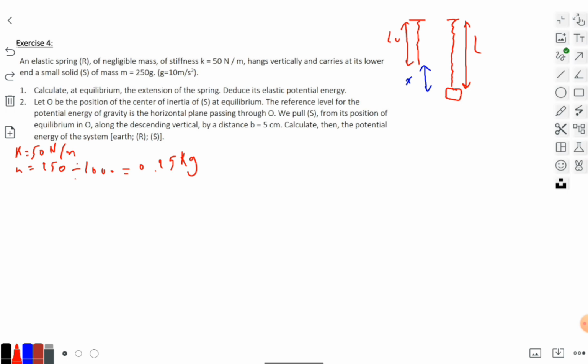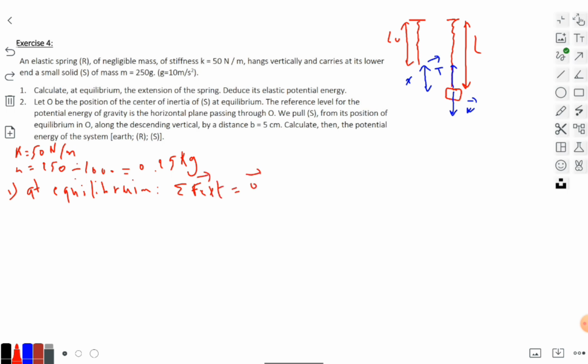Part 1. Calculate at equilibrium the extension of the spring. That means the elongation X. Deduce its elastic potential energy. So, the external forces acting on S are weight and tension T. So, at equilibrium, apply Newton's first law, sum of external forces equal to 0.